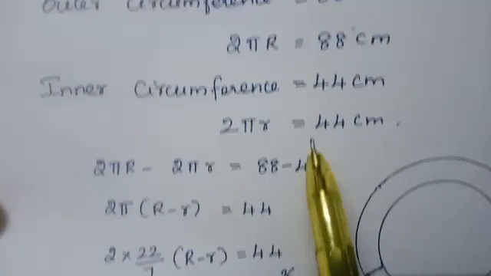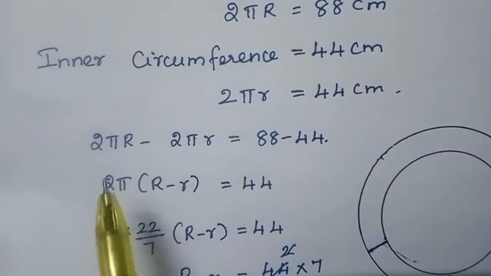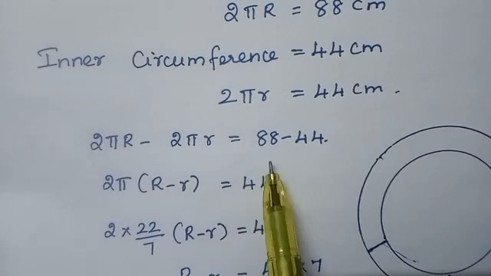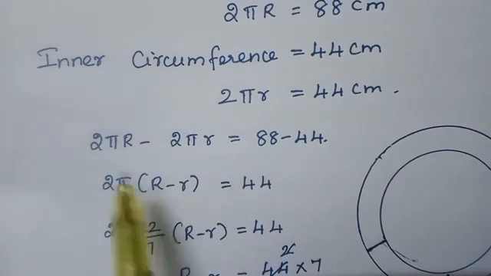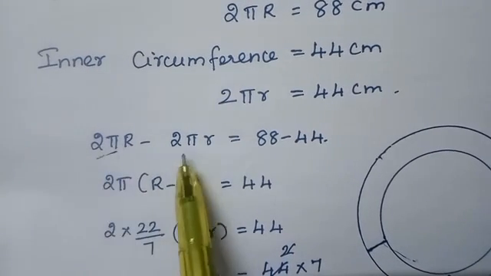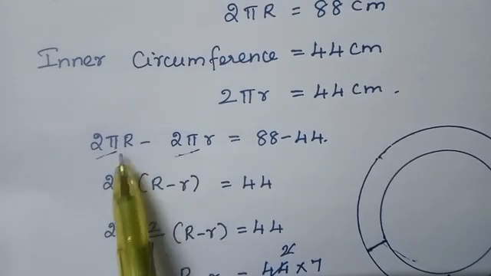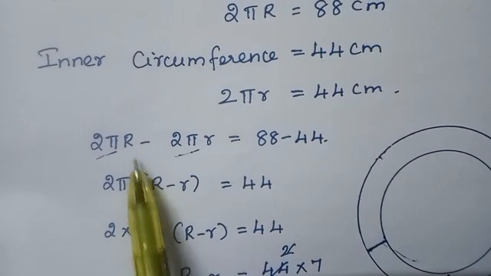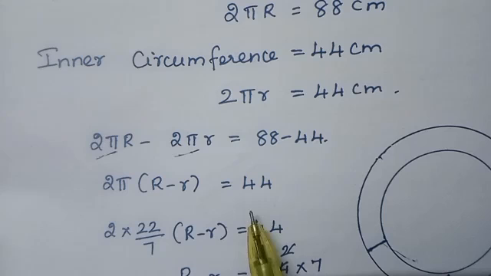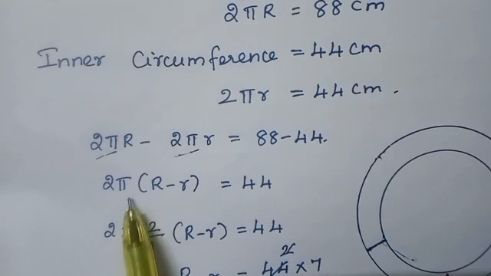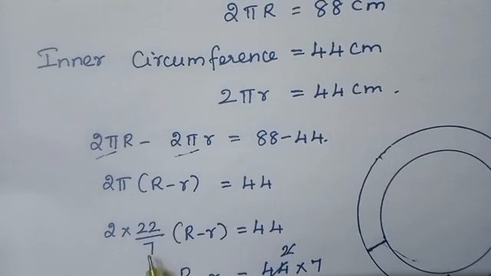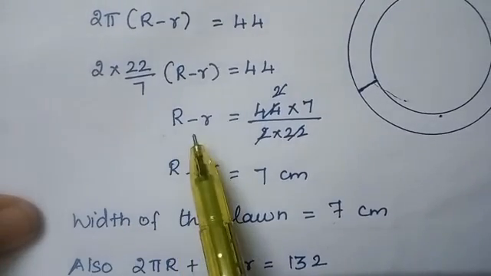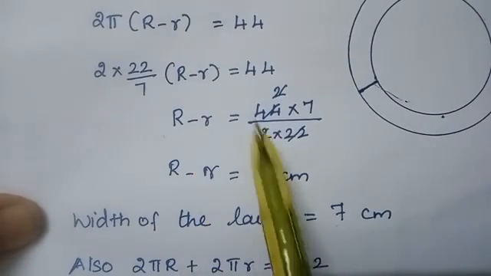Now substitute the value of pi, 22 by 7. 2 into 22 by 7 into capital R minus small r equal to 44. When we cancel, we get the answer: capital R minus small r equal to 7 centimeter, the outer radius minus the inner radius. So the width of the lawn is 7 centimeter.